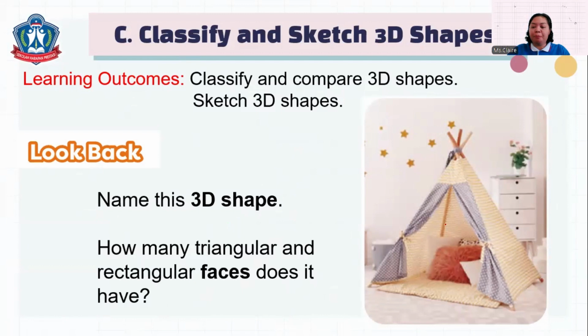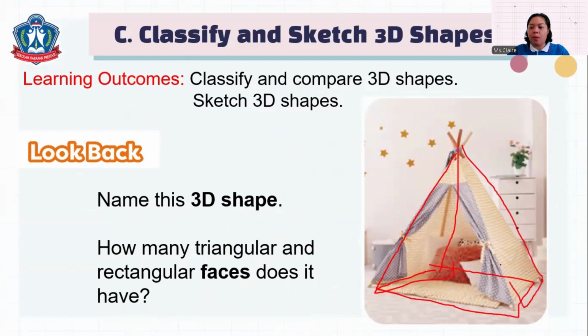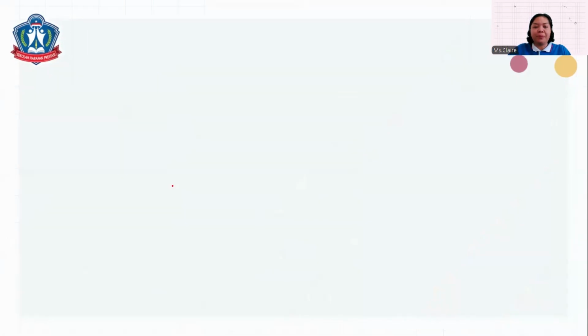Take a look here. It has a triangular base here, and it has 4 triangular faces on the side. This one here has 4 triangular faces. And there is a vertex at the top. So all the triangular faces meet at the vertex. So this is a pyramid.